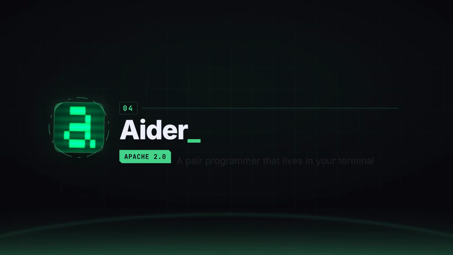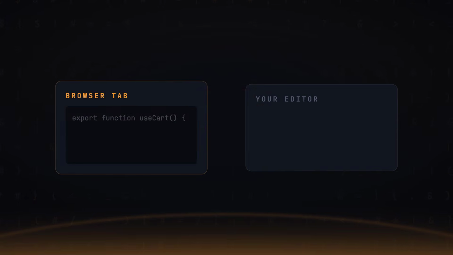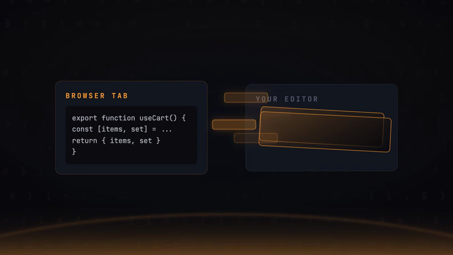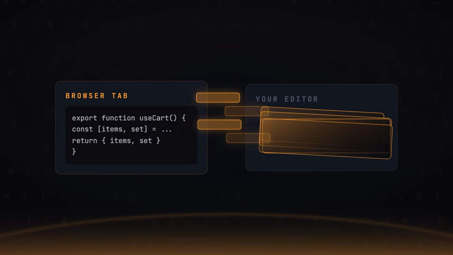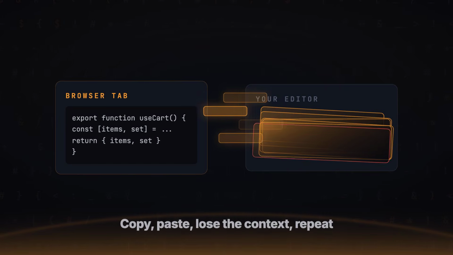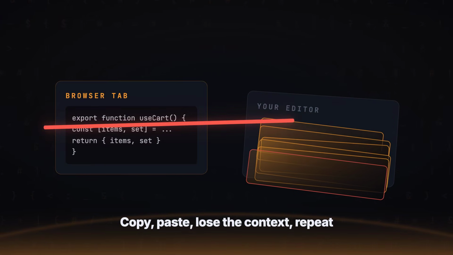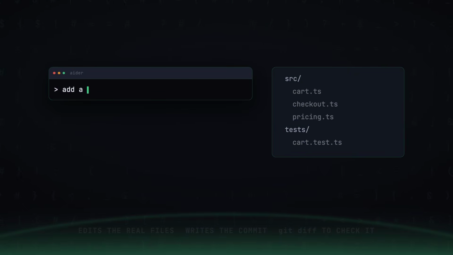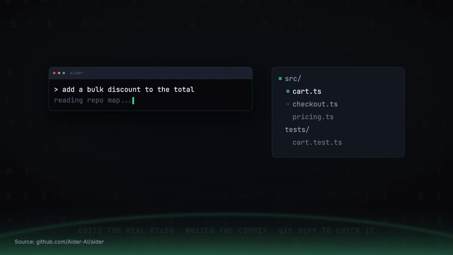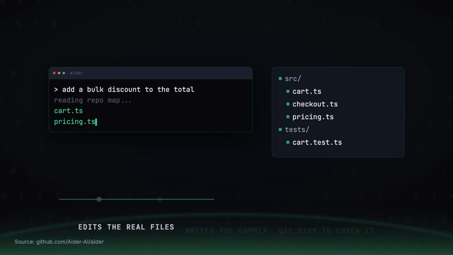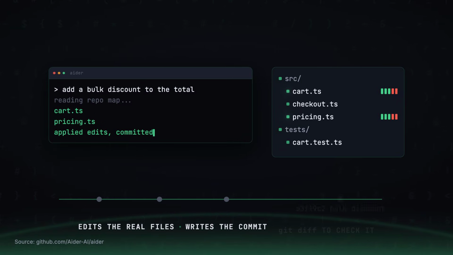Aider is a pair programmer that lives in the terminal, and it works on the real repository rather than a copy-pasted version of it. The chat window loop is the slow part. Describe the file, paste the file, read the answer, paste it back, and lose the thread every single time. Tell it what you want. It maps out the whole repository, pulls in the files that actually matter, edits them in place, and then writes the commit itself. Your only job is reading the diff afterwards.